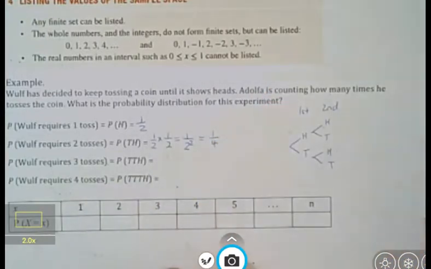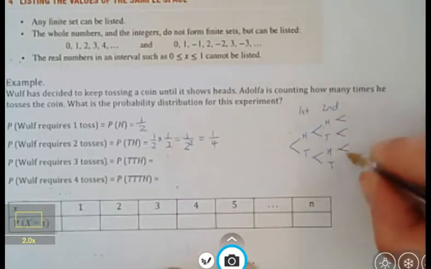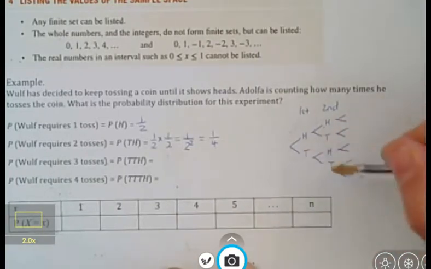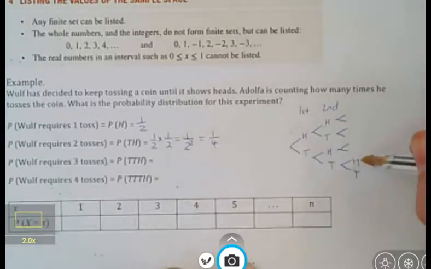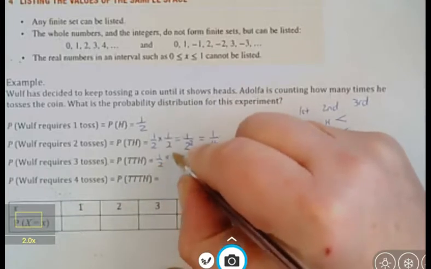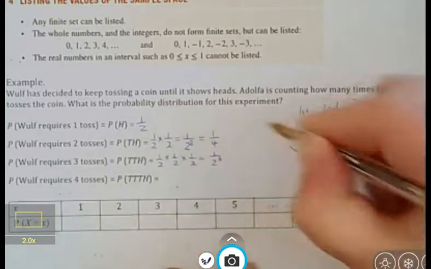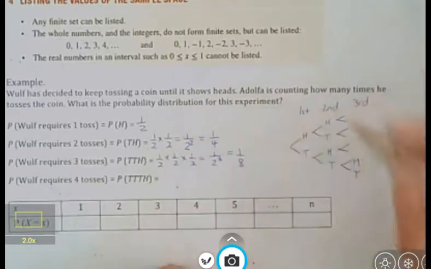Now, the probability that he will require three tosses. So the diagram will continue, but you would have needed a tail, and then a head, okay? So if you require three tosses just to get one head, it would have been a tail, a tail, and then a head. Now we know that's a half times a half times a half, which is 1/2 cubed. And I could write it as an eighth if I wanted.